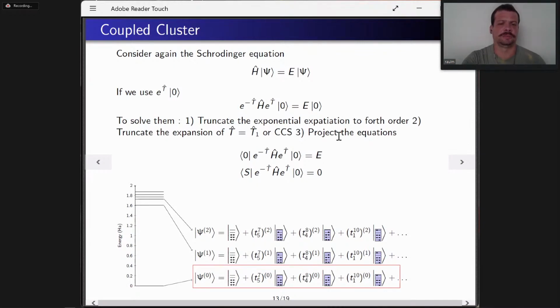And then after this approximation, we need to project the equations. Here I'm projecting the equations onto the reference state and also onto the single excited state configuration. If we have this set of equations, with the first equation we obtain the energy. And in the second equation, we obtain the amplitudes of the single excited state configurations. So in the end, these amplitudes will contribute to this energy. Let's say we will have a correlated energy given by these T1s.